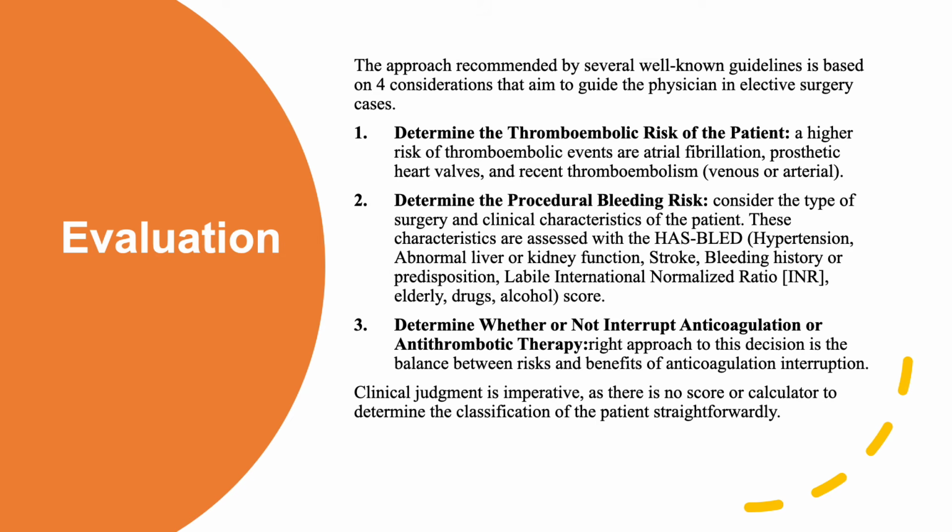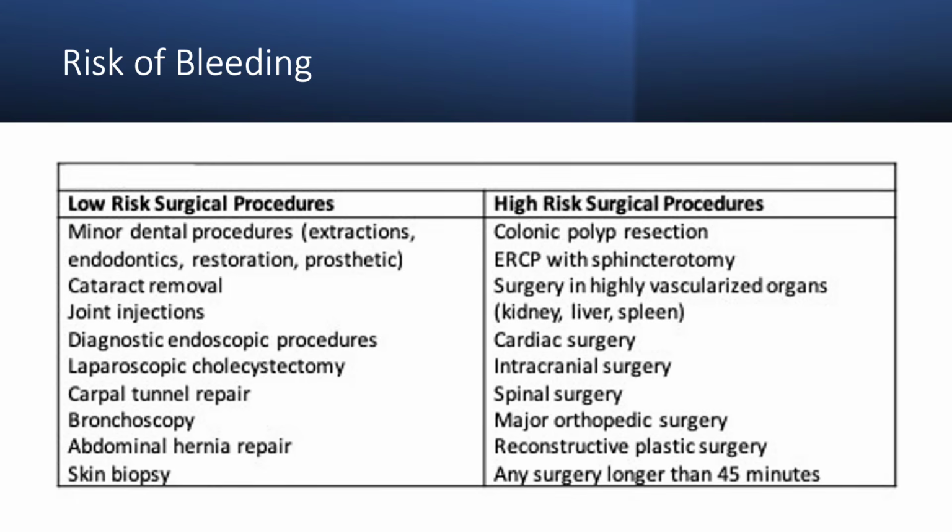How do you evaluate the patient who is on antithrombotic therapy? The approach recommended by several guidelines is based on 4 considerations. First, determine the thromboembolic risk of the patient. Then determine the procedural bleeding risk. Then determine whether or not the interruption of anticoagulation, antithrombotic therapy, will affect the patient. Clinical judgment is imperative as there is no score or calculator to determine the classification of these patients straightforwardly.